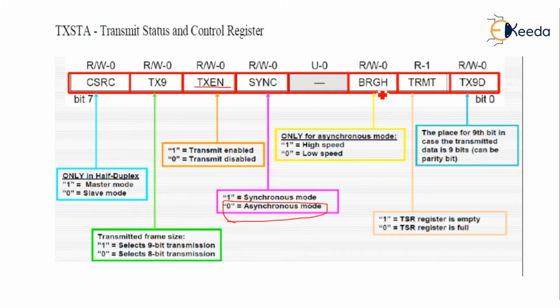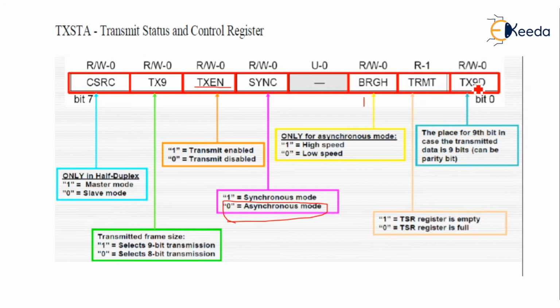If you want faster operation, put a 1, and it will give high speed: it doubles whatever baud rate count we have taken. If this bit is 1, then it doubles the baud rate. If it is 0, then whatever baud rate count you have taken is used as a simple baud rate calculation. Then TRMT, which tells whether the TSR register is empty or full.